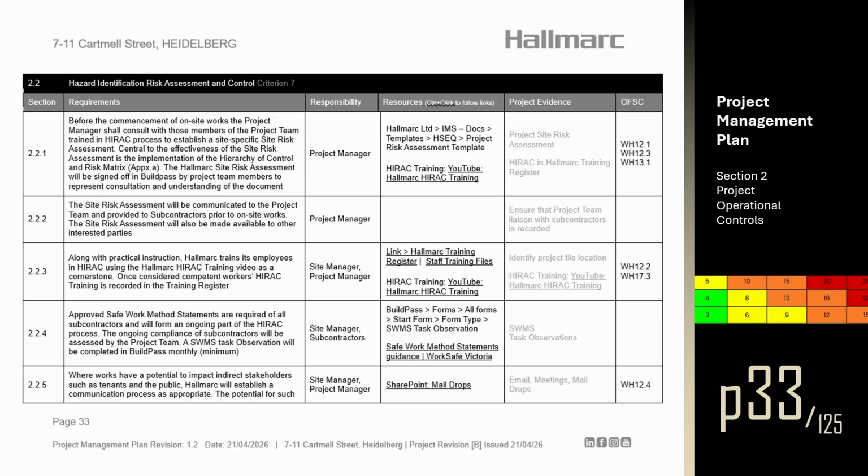Section 2.2. Hazard identification, risk assessment and control. Section 2.2.1. Before the commencement of on-site works, the project manager shall consult with those members of the project team trained in the Hallmarc process to establish a site-specific site risk assessment. Central to the effectiveness of the site risk assessment is the implementation of the hierarchy of control and risk matrix, see Appendix A. The Hallmarc Site Risk Assessment will be signed off in BuildPass by project team members to represent consultation and understanding of the document.